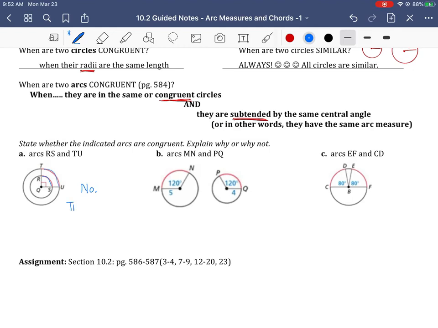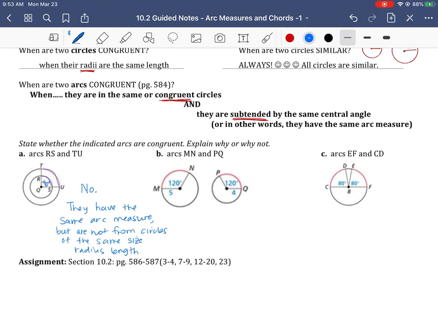And in this case, they have the same arc measure. Both of these would be a 90-degree arc measure. So we could say they have the same arc measure because they both have that central angle of 90 degrees there. However, these are not from circles of the same size or radius length. I'm sorry, that's messy, but hopefully that makes sense.